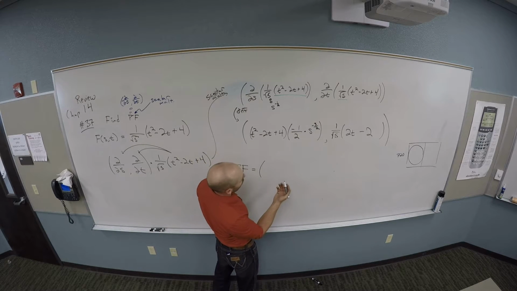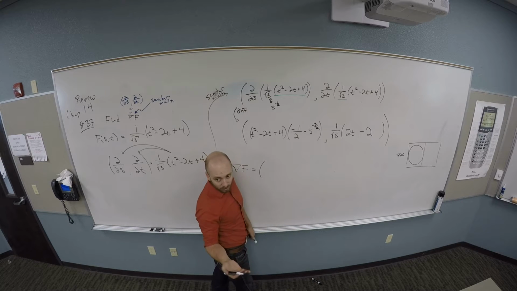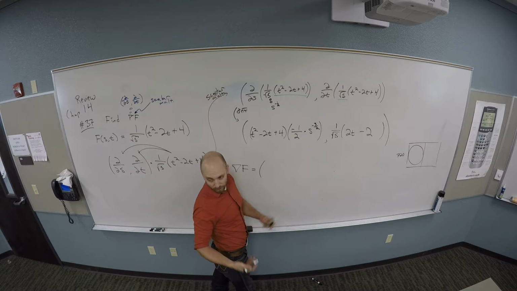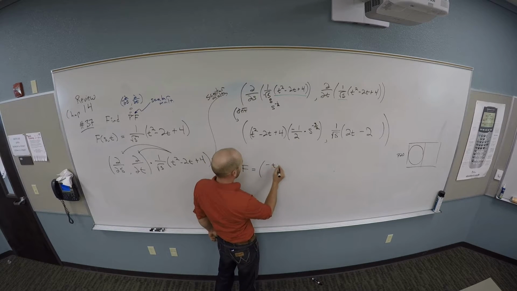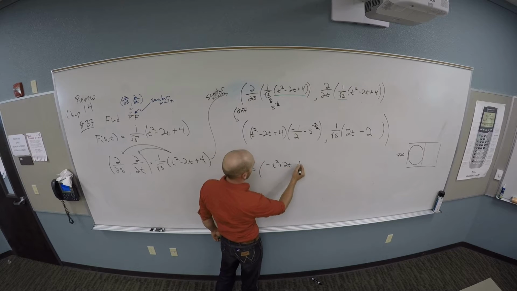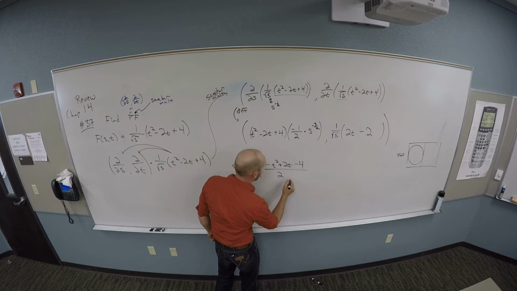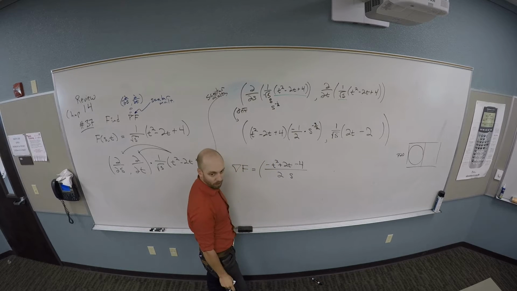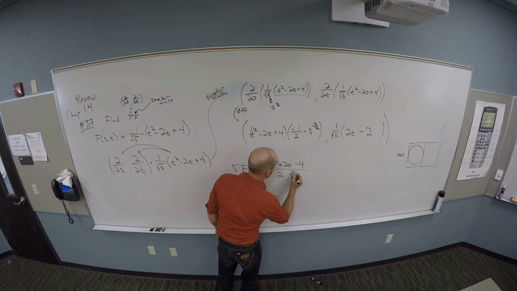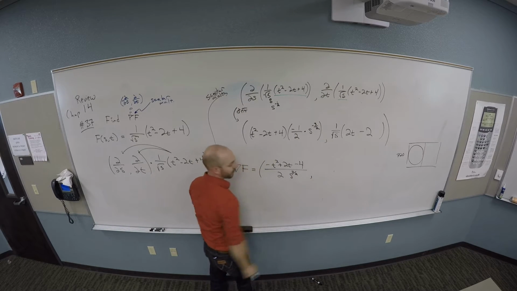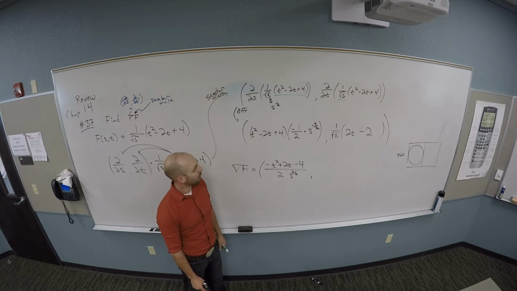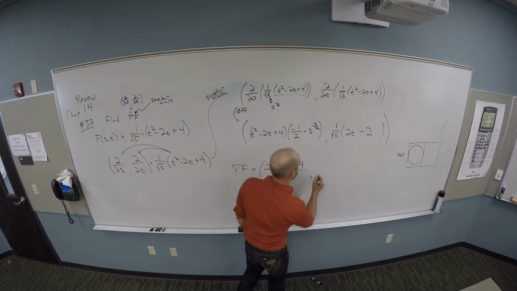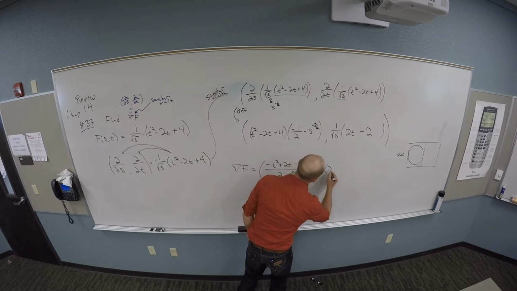Depending on what you need to use this for, you can simplify or evaluate. I'm just going to write it down: minus T squared plus 2T minus 4 over 2S to the 3/2. What was the power on S? 3/2. That's the square root of S cubed, but who cares? Comma, and then maybe on the second one, I'm going to leave it exactly as it is: 1 over the square root of S times 2T minus 2.